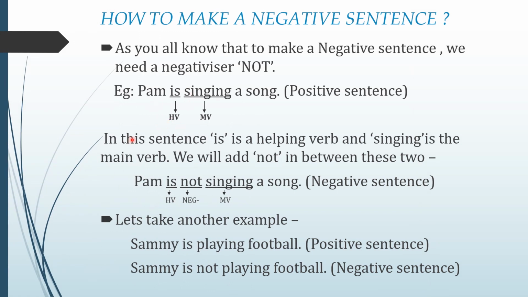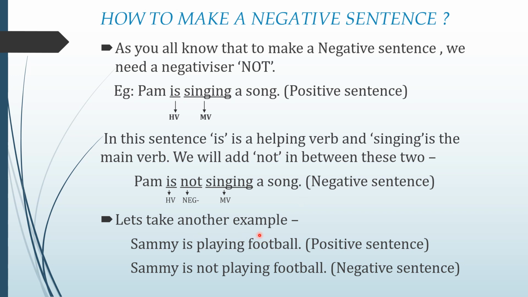Now children, I hope that you have understood about present continuous tense sentences. Now we will see how to make a negative sentence. As you all know, to make a negative sentence, we need a negativizer, that is not. Let's take an example. Pam is singing a song. This is a positive sentence. In this sentence, is is the helping verb and singing is the main verb. Now, we have to add not in between these two, between the helping verb and the main verb. So what will the negative sentence be? Pam is not singing a song.